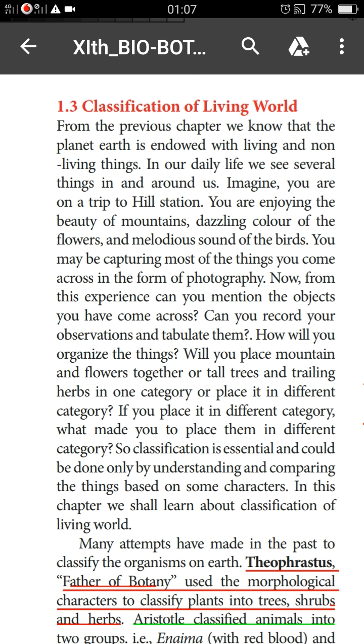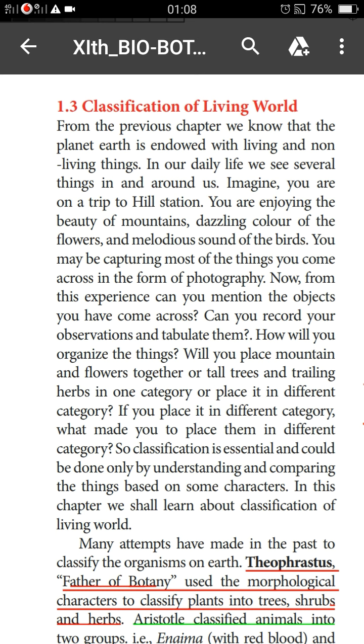From the previous chapter, we know that the planet Earth is endowed with living and non-living things. So we have different types of living and non-living things on this planet. In our daily life, we see several things in and around us. Imagine you are on a trip to a hill station. You are enjoying the beauty of mountains, dazzling colors of the flowers, and melodious sound of the birds. You may be capturing most of the things you come across in the form of photography.